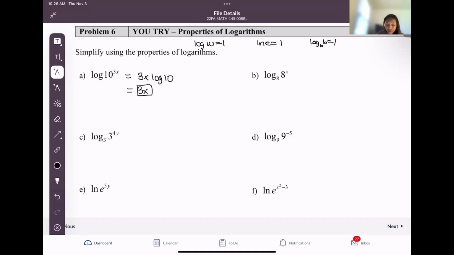Problem B works out pretty much the same way. Log base 8 of 8 to the x, this is x times log base 8 of 8, which is x times 1. So we get x. Problem C and D work out the same way. Log base 3 of 3 to the 4y, that's 4y times log base 3 of 3, which is 4y. Log base 9 of 9 to the negative 5th. At this point, you should notice the pattern, and we use the property. This is just going to be equal to the exponent, negative 5. The base here and the base here are the same. You just get the exponent.